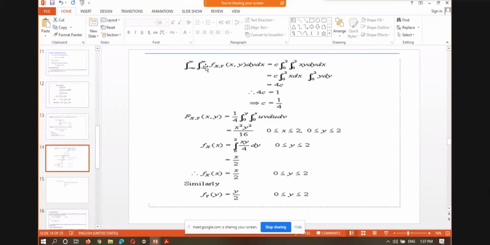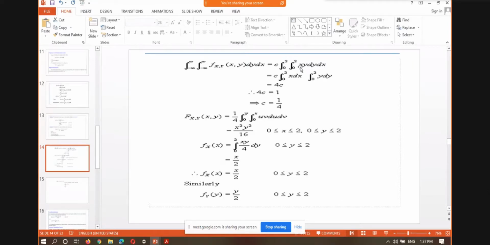That means we are integrating the whole f(x,y) dx dy from minus infinity to plus infinity, and we know that for the other domain it is 0, and within this domain it has value cxy when x is greater than 0 and less than 2, and y is greater than or equal to 0 and less than 2, and for the other domain it is 0. So we will have this.